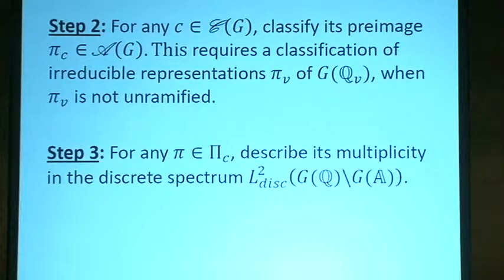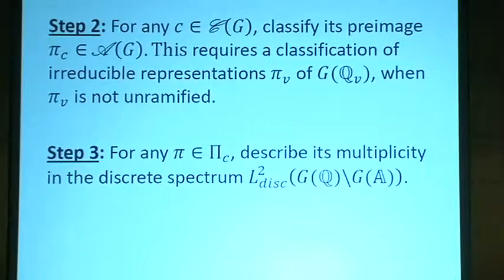And this is supposed to be a capital pi. It's supposed to stand for a family of representations. Characterize its pre-image, pi sub c, a family of automorphic representations of G. What's the pre-image of any one of these classes in C of G?